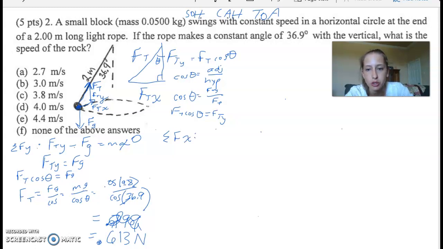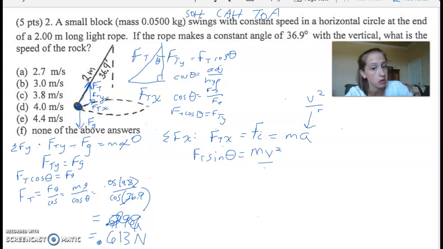In the x direction, we just have FTX. That's what is causing our centripetal force. That's what's keeping us in the circle. The tension from the rope is what's keeping us in the circle. And that equals ma. And that a is a special a, that's centripetal acceleration. That equals v squared over r. So FTX, looking at this triangle, is Ft sine theta, equals m, and then instead of a, put v squared over r.